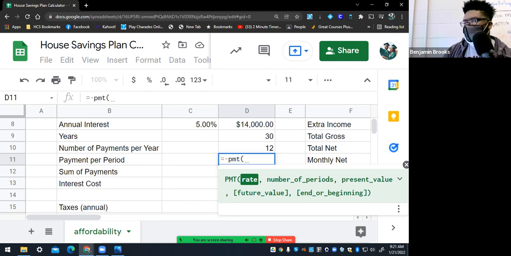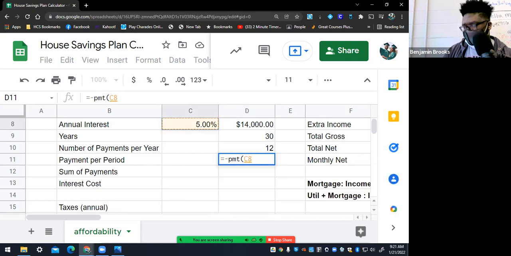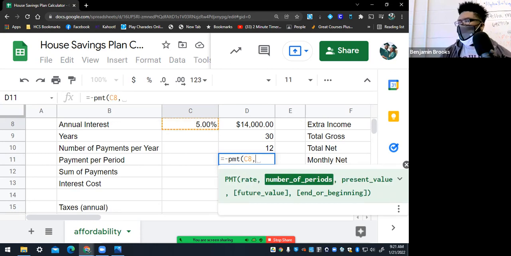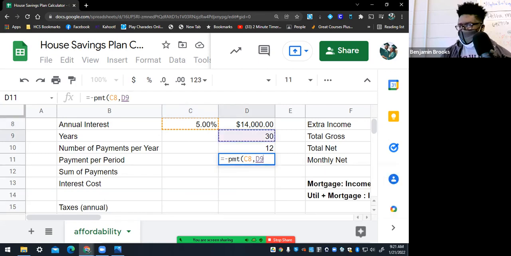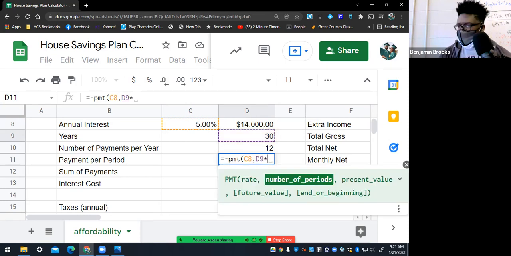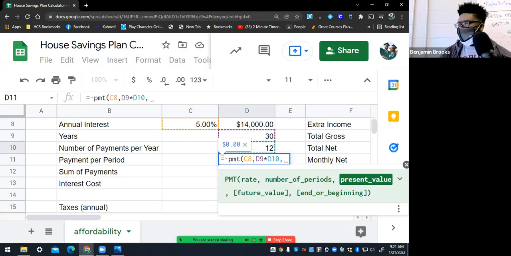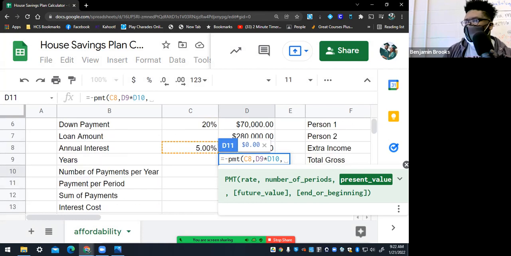First is going to be your rate. Well, your interest rate is going to be cell C8, right? That's your interest rate. The next, number of periods. Well, let's think about it. The number of periods would be how many years your loan is times how many payments per year. So we would say this times this. Okay. And then the present value, or basically the beginning value of your loan, would be your loan amount. So D7.